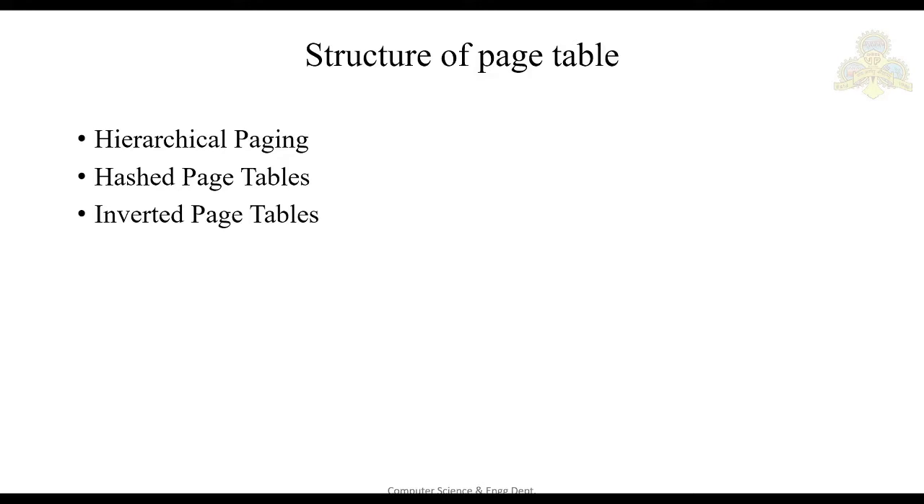So in the last class we had studied till the hardware support in paging, right? The TLB and all. So today we will see the structure of the page table, or we can say the types of page table. There are three types of page table. The first one is hierarchical paging, second one is hashed page table, and the third one is inverted page tables. So first let's talk about hierarchical paging.